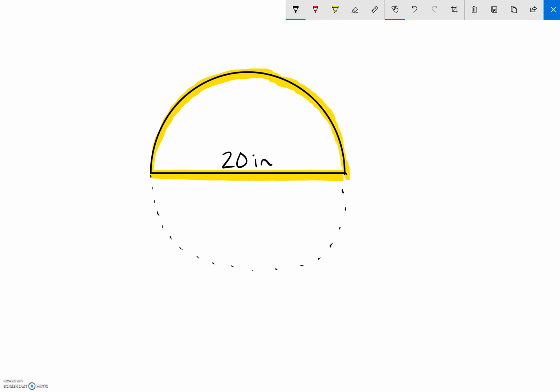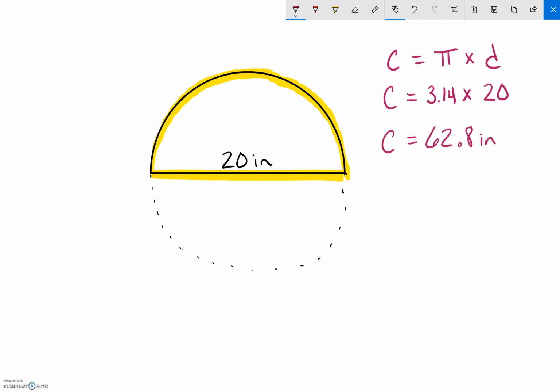Same formula. Circumference equals pi times diameter. You know that pi is 3.14. We can see that our diameter is 20. So if we multiply that out, 3.14 times 20 is going to be 62.8. Circumference equals 62.8 inches. But we don't want the full circumference, we only want half.